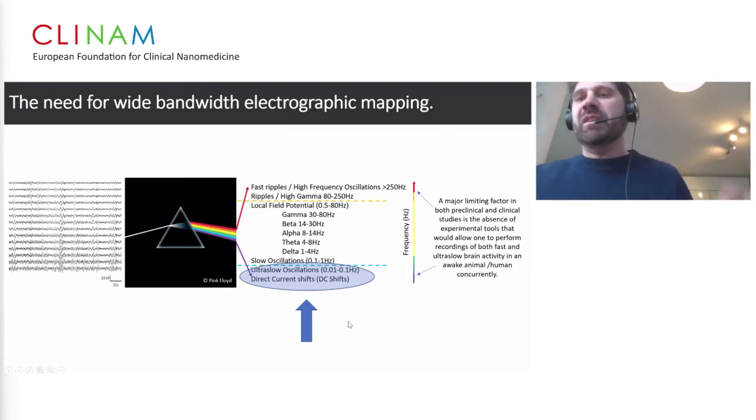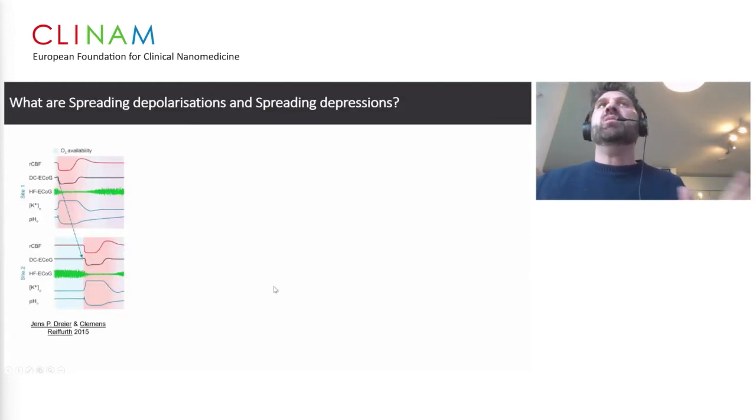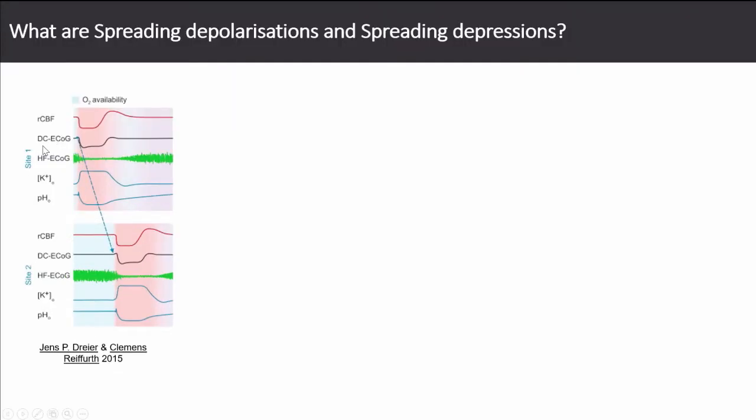And before I dive into the epilepsy, I just want to explain in a bit more detail what one of these biomarkers is. And that's called a spreading depolarization. So what are spreading depolarizations and spreading depressions? Well, if you have a DC coupled recording system, what you can record is this depolarization here, which is recorded on one site. And if you have an electrode further away across the brain, you will see that this slowly propagates across. And so this is what's called a spreading depolarization.